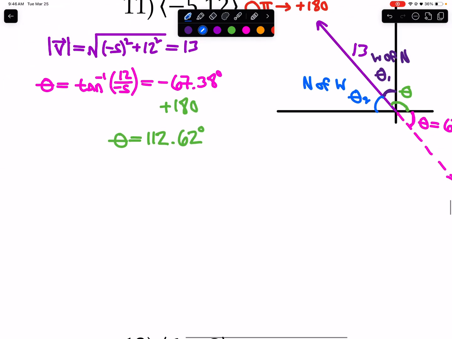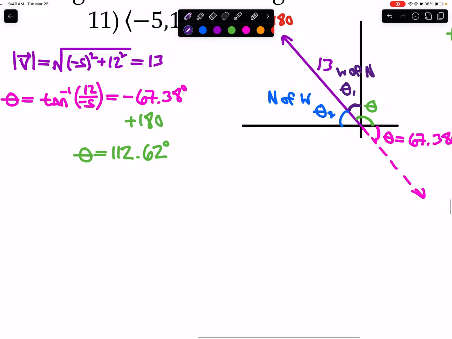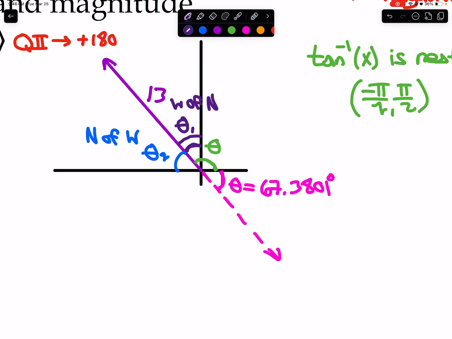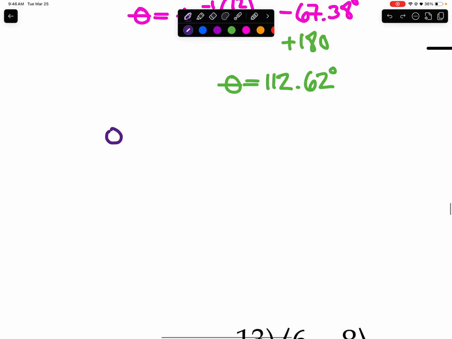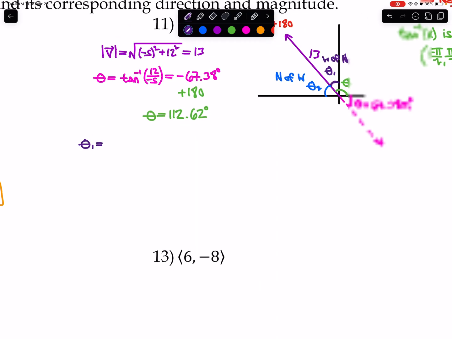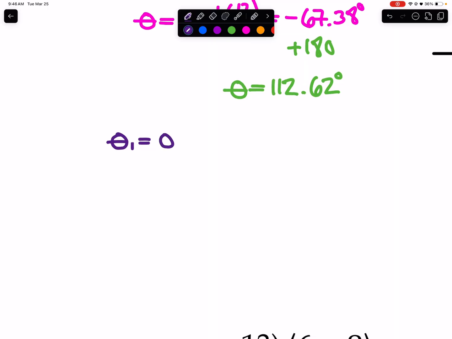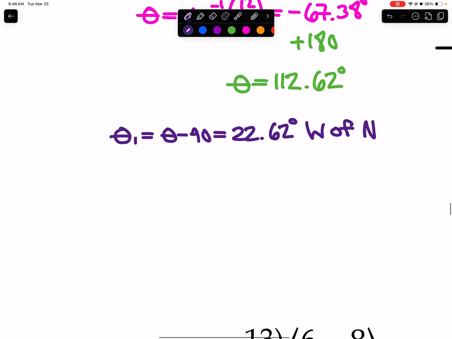So let's say we want to find the west of north. What that means is I want to keep all the angle values in quadrant 2, but I want to eliminate all the quadrant 1 values. So theta 1 is going to be equal to my theta value minus 90. So I'm going to do 112 minus 90, which is going to give me 22.6198, which would be 22.62 degrees west of north. So that could be one way that we write our angle.